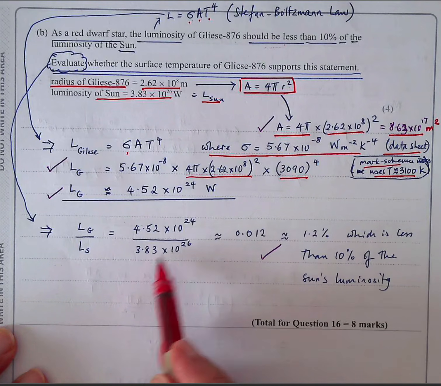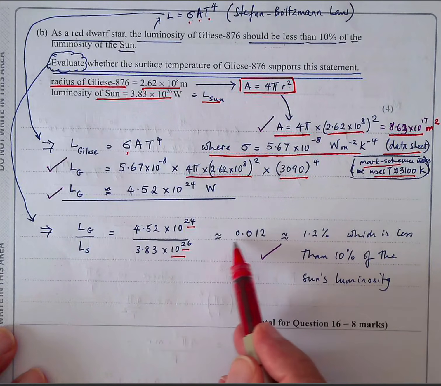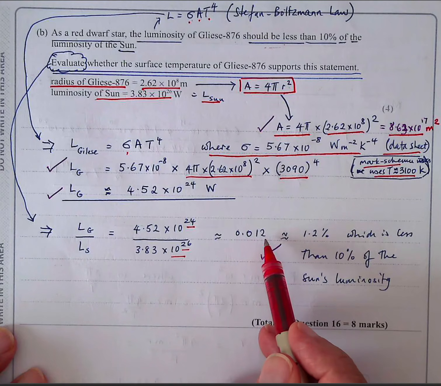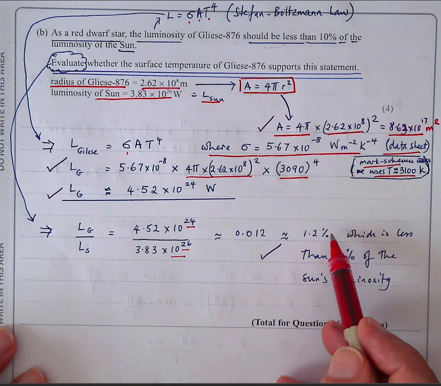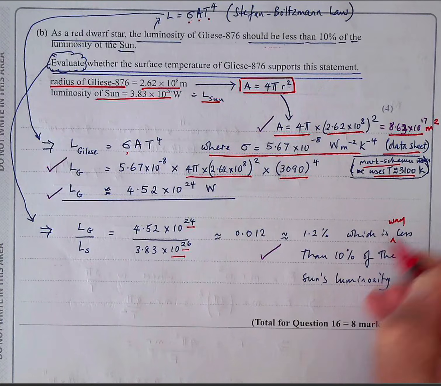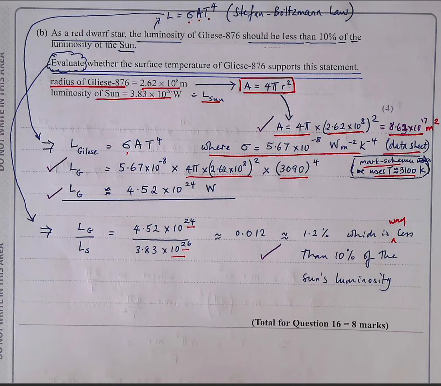It's 4.52 versus 3.83, with 2 extra powers of 10, 26 compared to 24. So if you actually divide those two numbers, you get 0.012, which is about 1.2%, which is way less than 10% of the sun's luminosity. Because a red dwarf star is red, so it's not hot. It's a dwarf, which is probably why it's not hot. So it's not very large, so it doesn't get to high enough pressures and temperatures to burn very quickly.